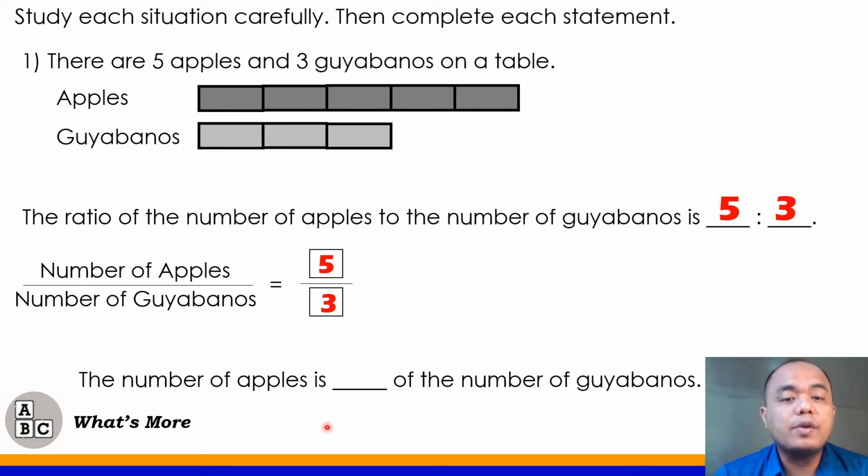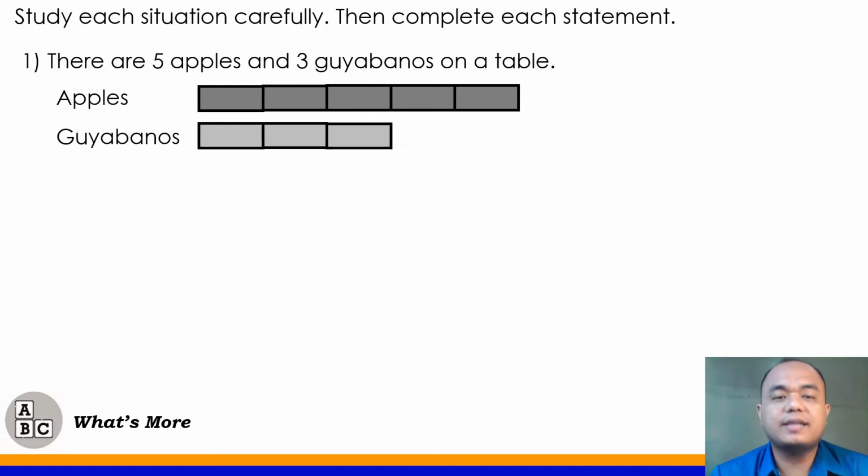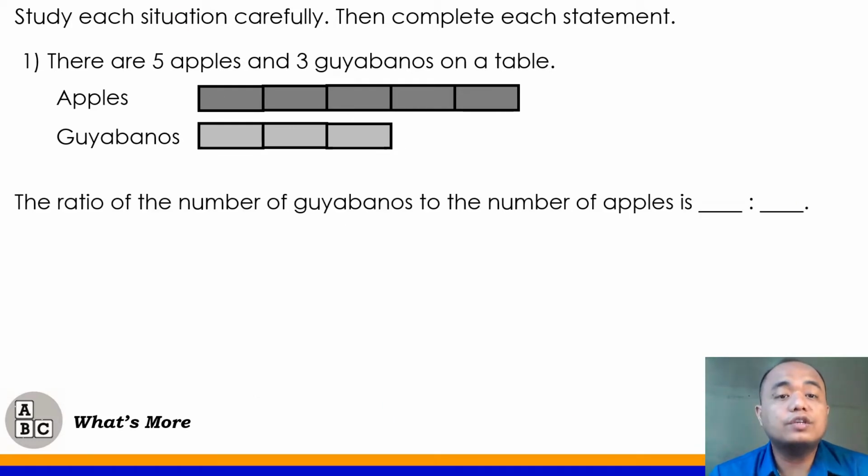Next. The number of apples is blank of the number of guyabanos. So what would be the fraction that should be placed here? Very good. The number of apples is 5/3 of the number of guyabanos. Did you get it, class?